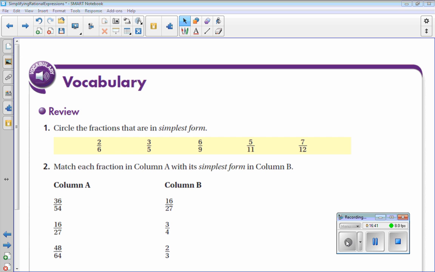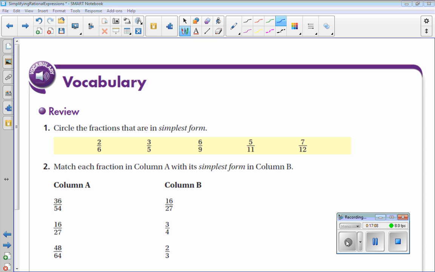Okay, so we first have to remember what it means to be in simplest form. If you look at this particular number 1 here, look at these different fractions across the top. Which ones are in simplest form? What does it mean to be in simplest form? Can't reduce it anymore. It's already been reduced as far as possible. So is 2/6 reduced? You can keep going. So it's not in simplest form.